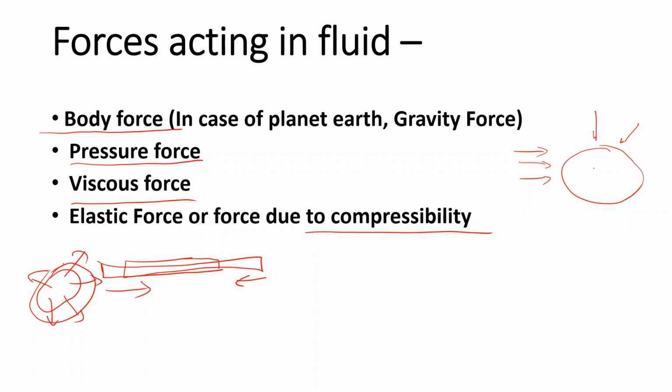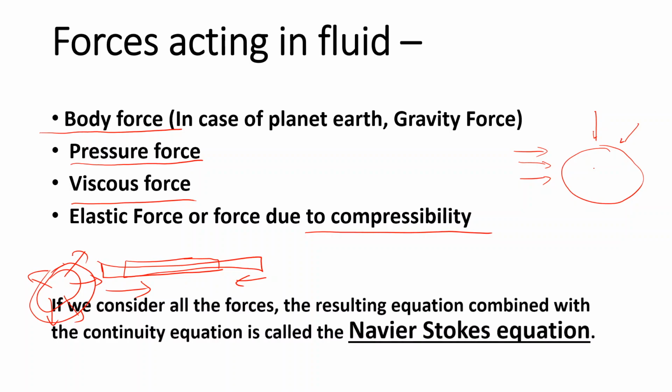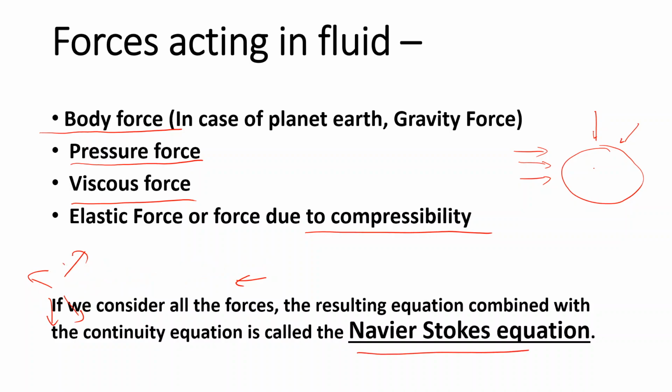Then if we consider all these forces, the equation of motion that results is called the Navier-Stokes equation. It's a very long equation actually. It's a set of equations, a combination of the continuity equation with the momentum equation, which deals with the force. But that we'll discuss sometime later. We'll only study a simplified form of the Navier-Stokes equation, which is called Euler's equation.